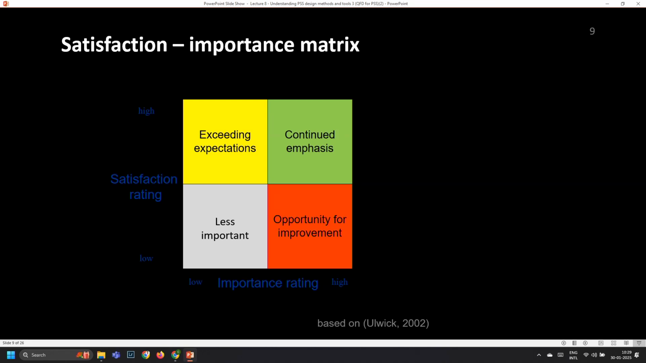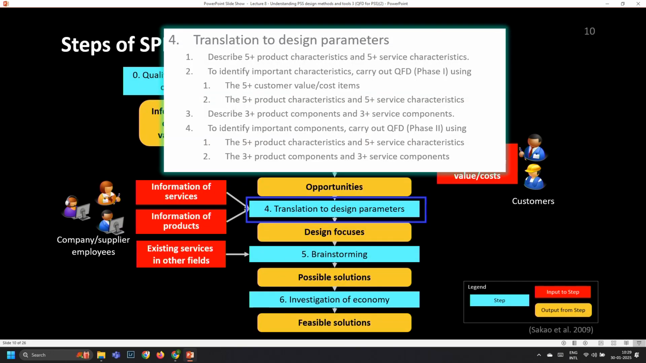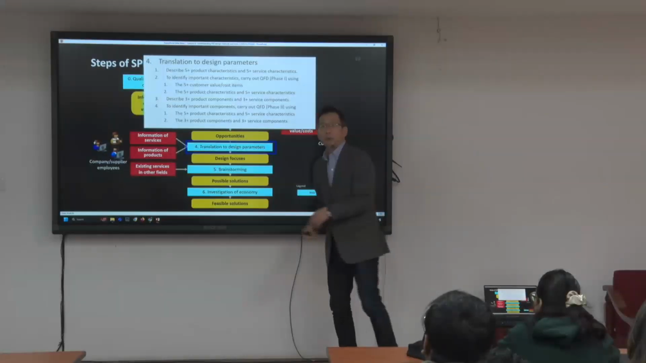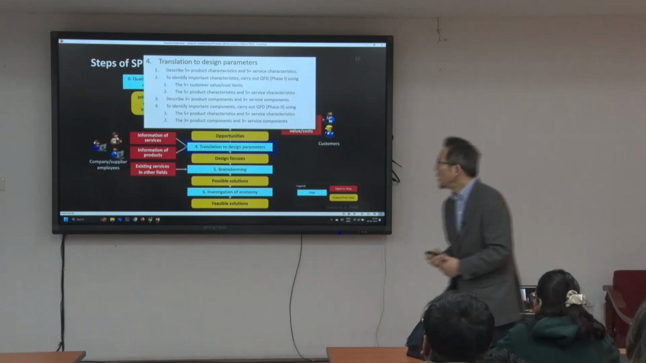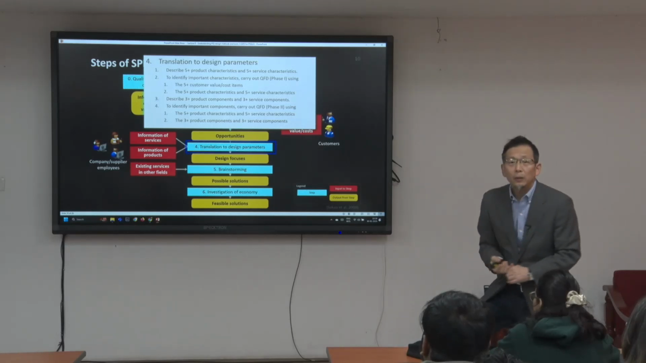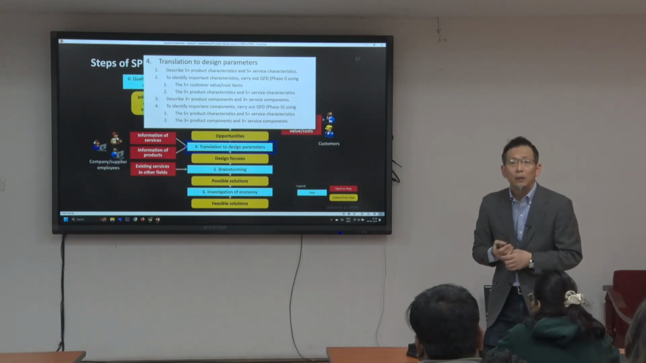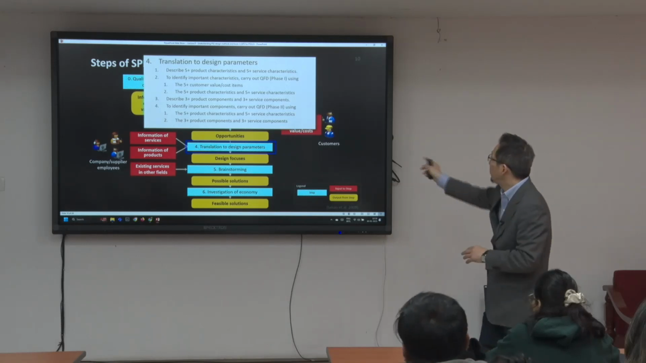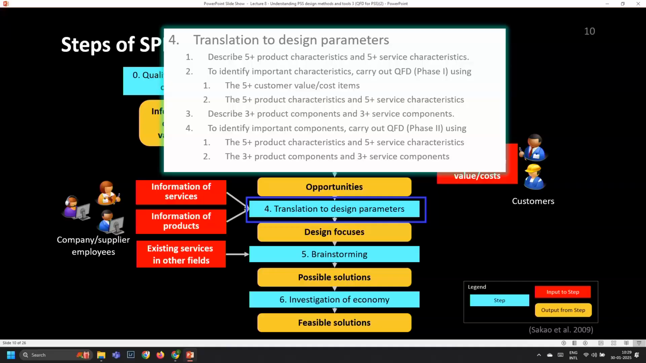So by going through this exercise, you can have more focused investment for the improvement, and the outcome of such an exercise can be input to step 4. Step 4, this is where QFD can be applied. The purpose is translating the customer values into design parameters.